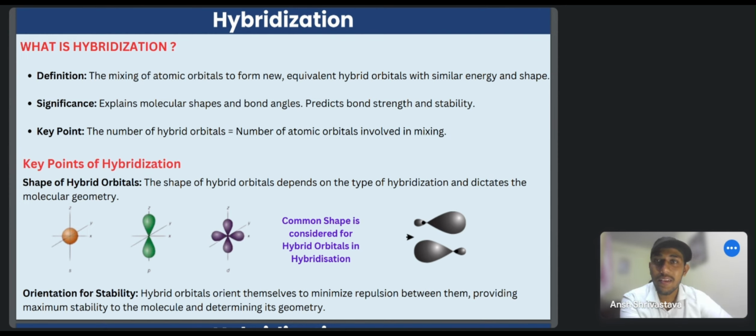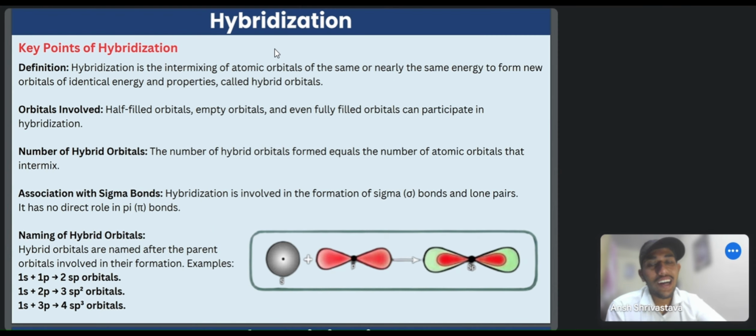Moving to the next slide. As we were saying, hybridization is the intermixing of atomic orbitals of the same or nearly the same energy to form new orbitals of identical energy and properties called hybrid orbitals. So hybridization can involve different types of orbitals: half filled, empty, or even fully filled. All of them can participate in hybridization.